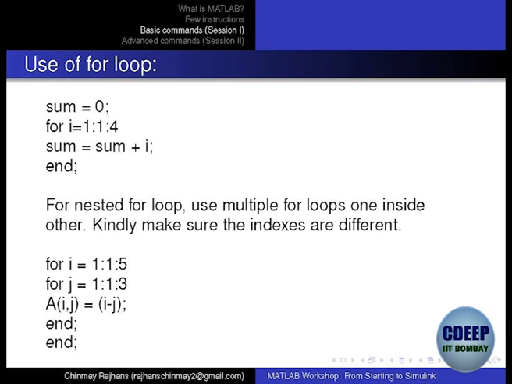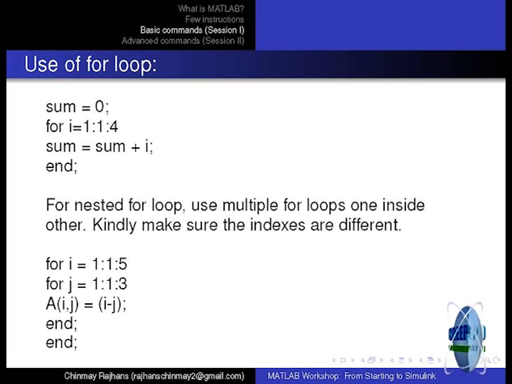This is the for loop. Generally, if you want to run something repeatedly, you just use a for loop. Here I am doing sum equal to 0. I am doing a for loop on i, which is i equal to 1:4. So it will generate an index of 1, 2, 3, 4, and it will do sum equal to sum plus i. So the first time it will add 1, second time 2, third time 3, fourth time 4. In the end, the answer should be sum equal to 10, at the end of the for loop. A simple for loop.